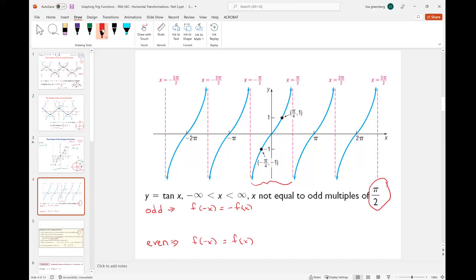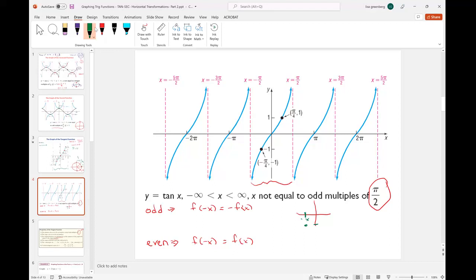So let's think about what this really means. If I have a function and it's odd, let's say I have a negative x value, right? Let's say whatever this value is, this is negative x, and we'll make it here, this point, whatever that point is, okay?